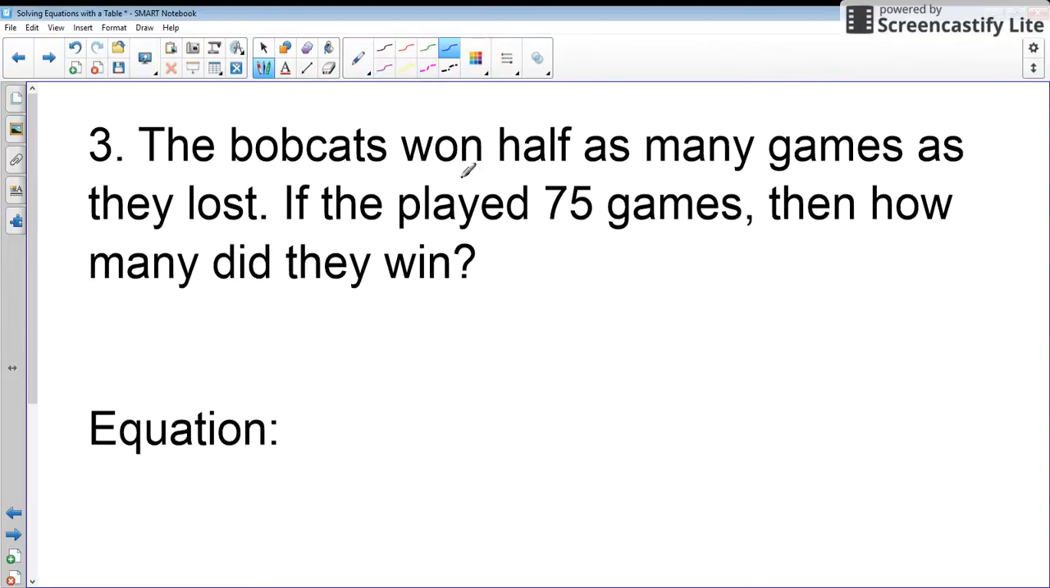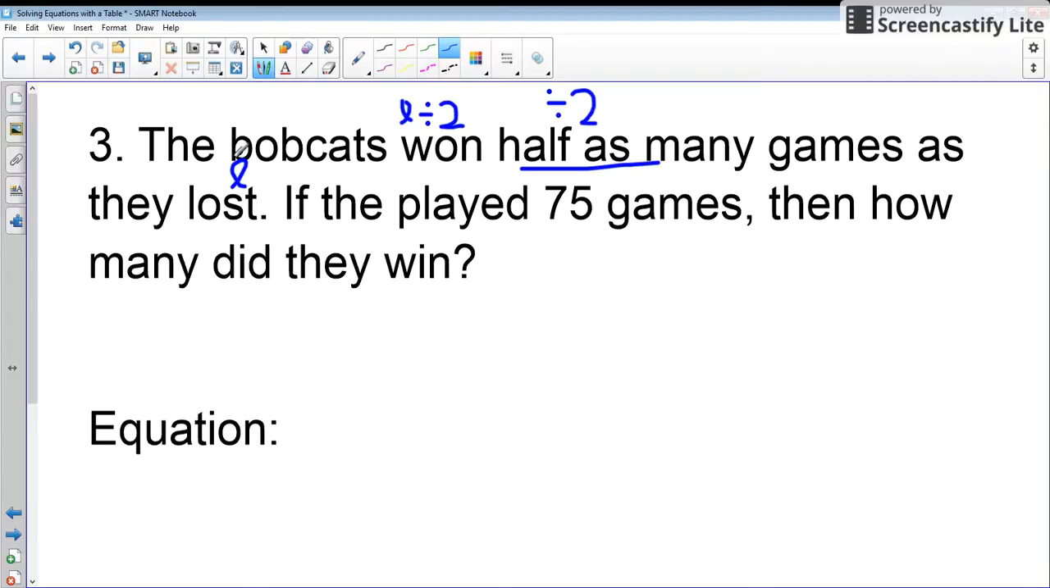It says the Bobcats won half as many games as they lost. They played 75 games, then how many did they win? Well, half as many. I know that that means divide whatever that is by two. Now, it's half as many as what? Lost. So if they lost L amount of games, they won half that. In other words, they won L, whatever that number is, divided by 2.